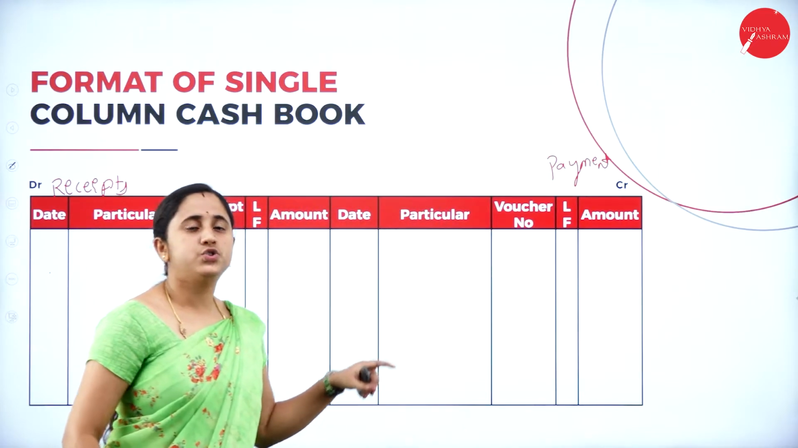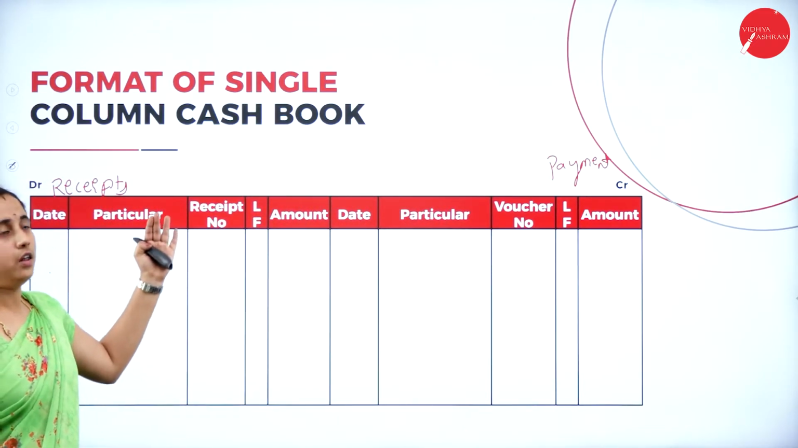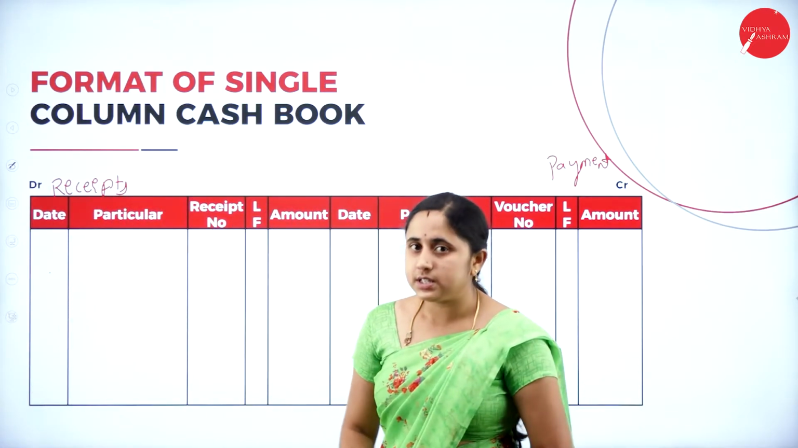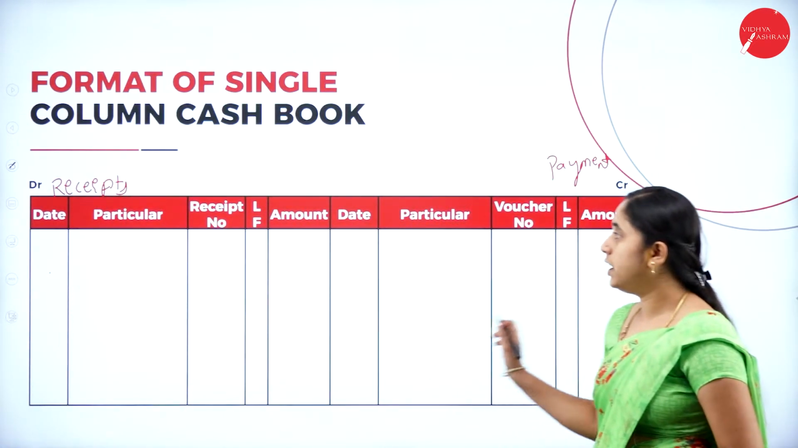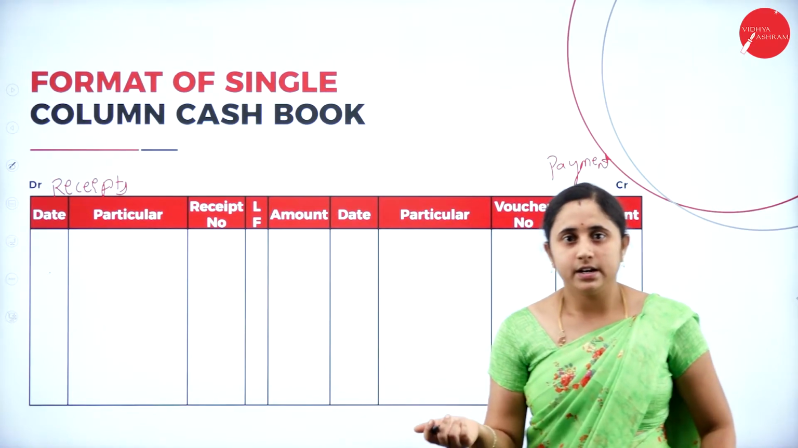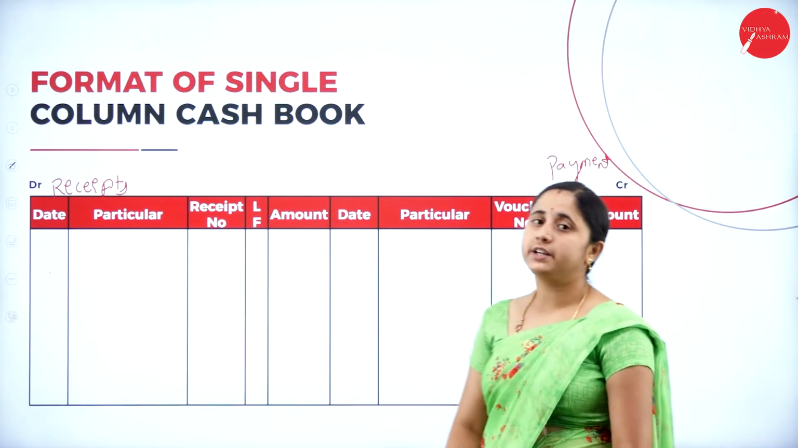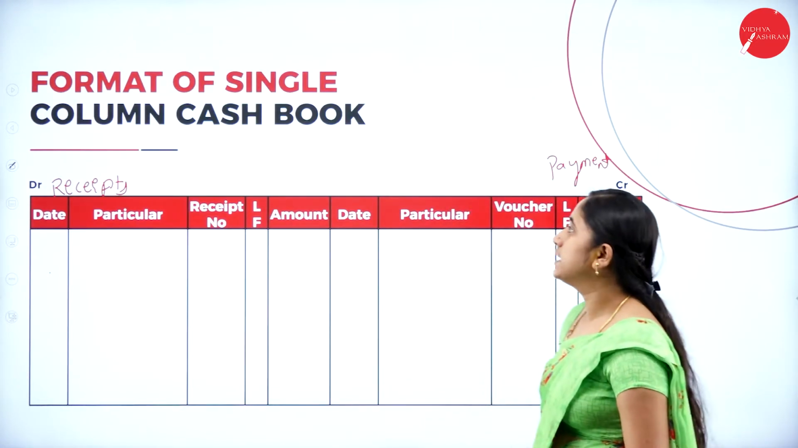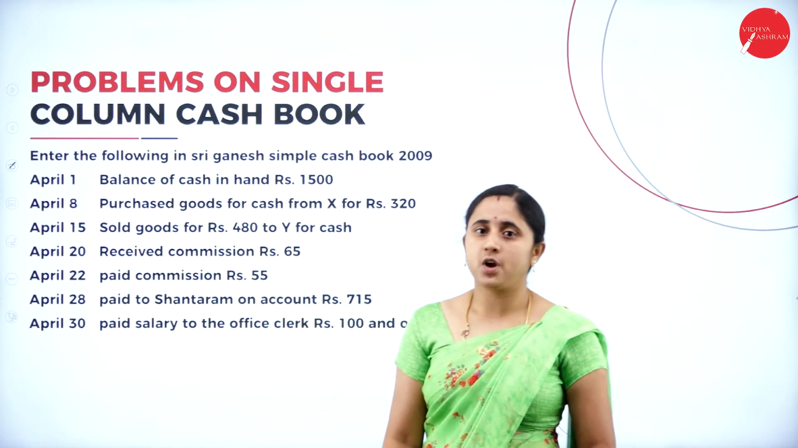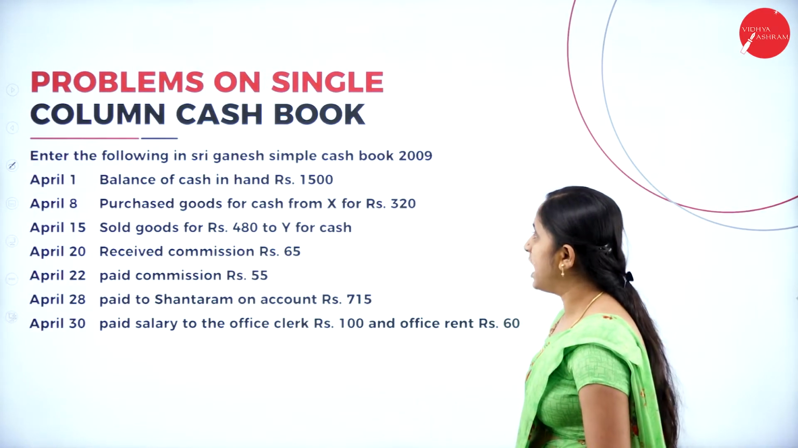So you will write voucher number in the credit side. All the receipts in the debit side and all the payments in the credit side. Here you will record only the cash transaction. You will not consider the credit transaction. This is the format of simple or single column cash book. So let's do one simple problem on a single column cash book.